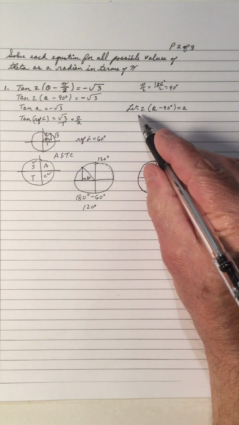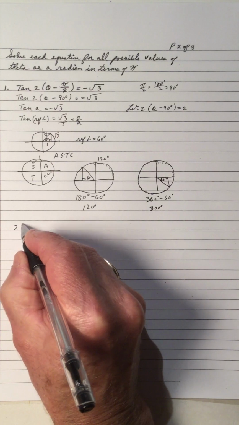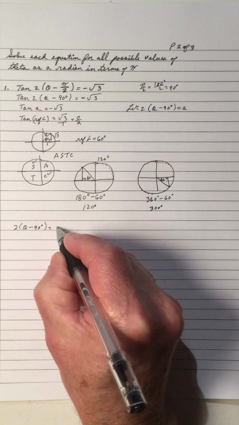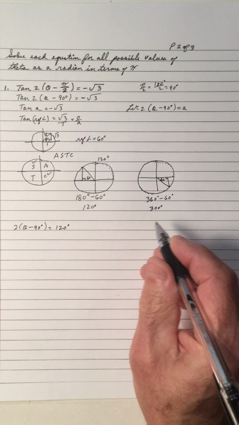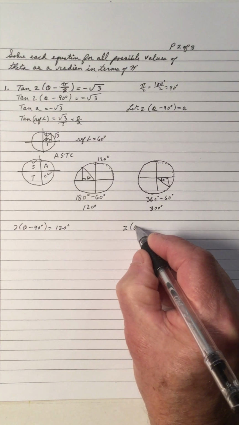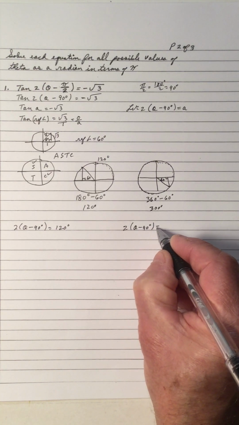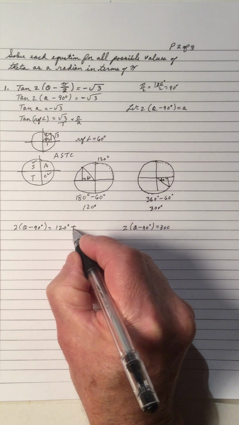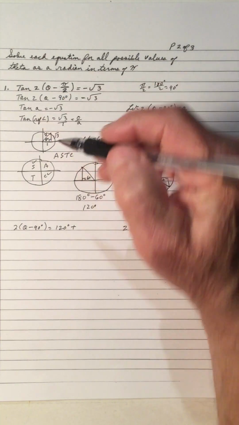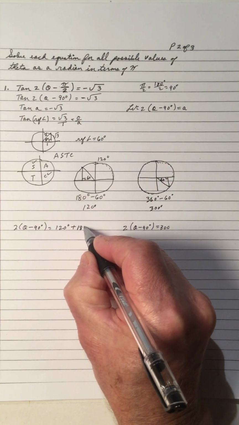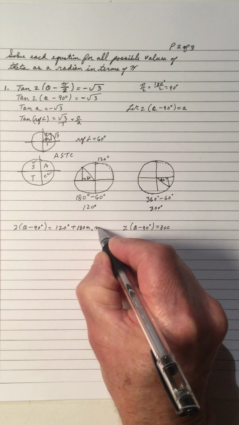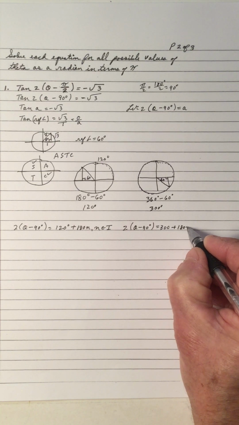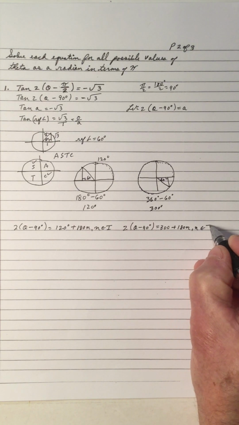So I take 2 theta minus 90 equals 120, and I'll do it for both of them: 2 theta minus 90 equals 300. But because I'm trying to find them all, I'm going to add on the period. The period of tan is 180, so I'm going to add on 180n, where n belongs to the integers, to each one.